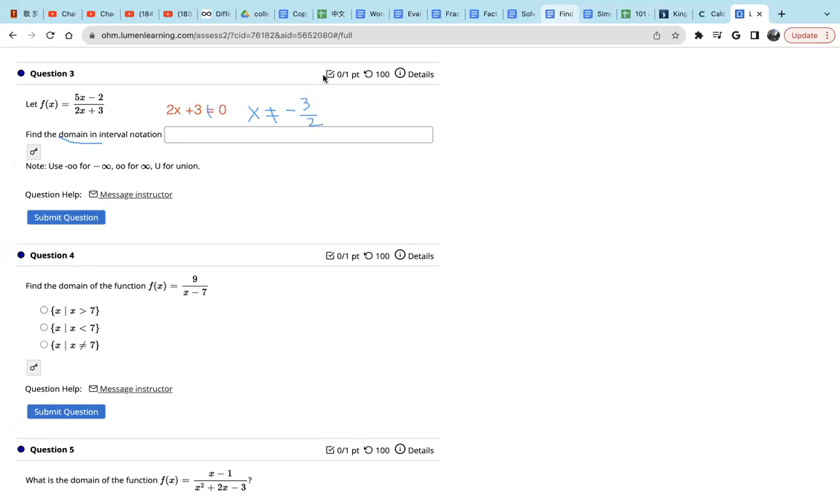So writing in interval notation, I write open parentheses, negative infinity up to this number, negative 3 over 2, close parentheses, union negative 3 over 2 up to positive infinity. Okay, we use this interval notation to omit the number negative 3 over 2.